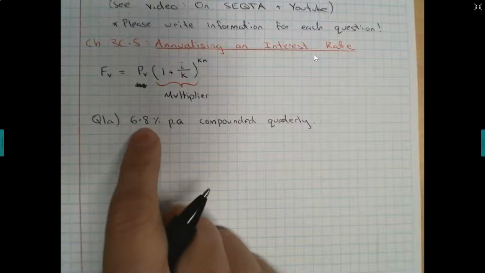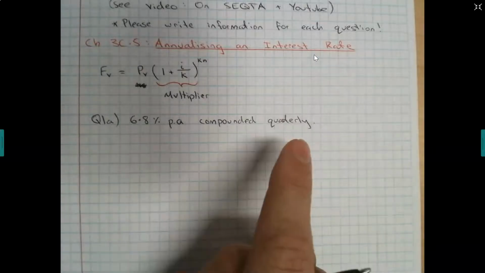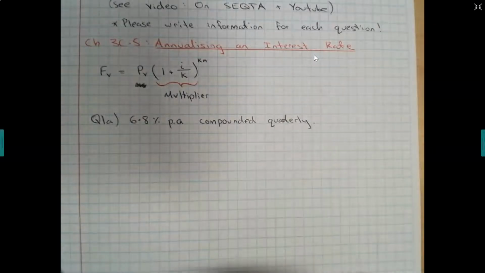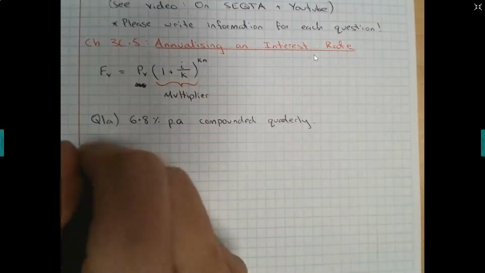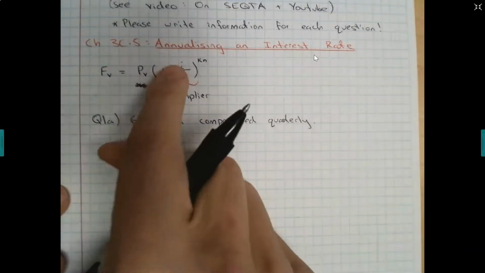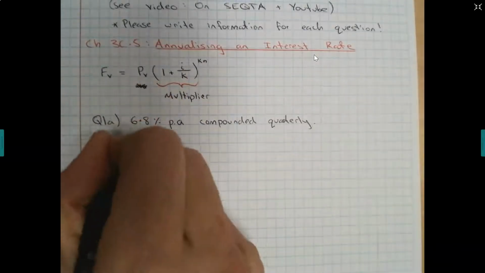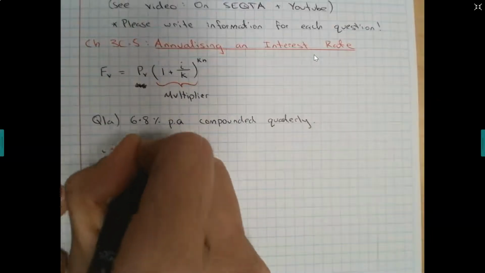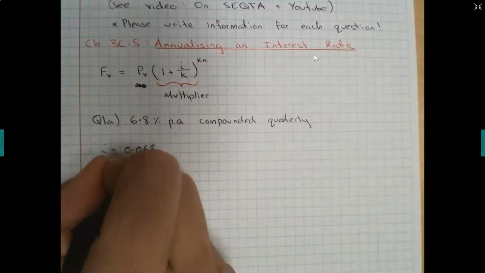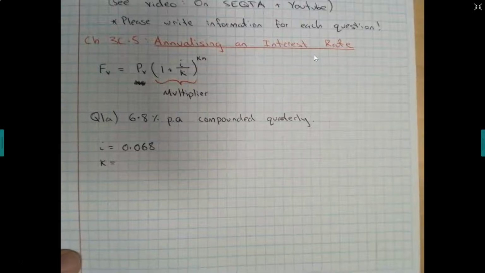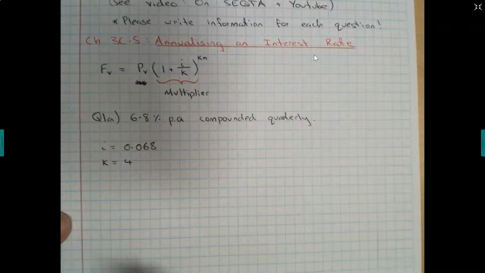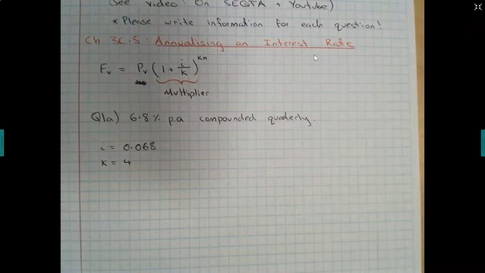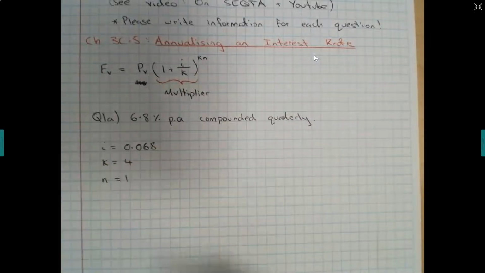So here I have 6.8% per annum, and it's compounded quarterly. So I want to work out what the annualized interest rate is for that example. So what I'm going to use is this multiplier here. Firstly, my I is 6.8%, which is 0.068. My K is the number of times it is compounded yearly. Since it's quarterly, that means it's compounded 4 times. And my N in this situation is just going to be over 1 year. So N is equal to 1.